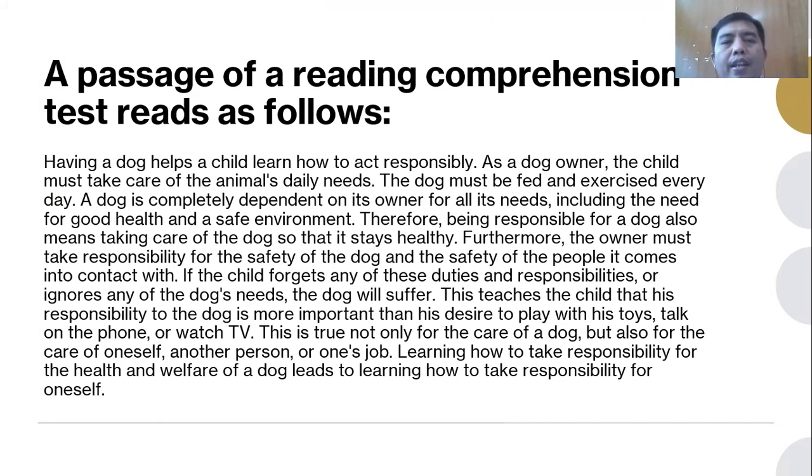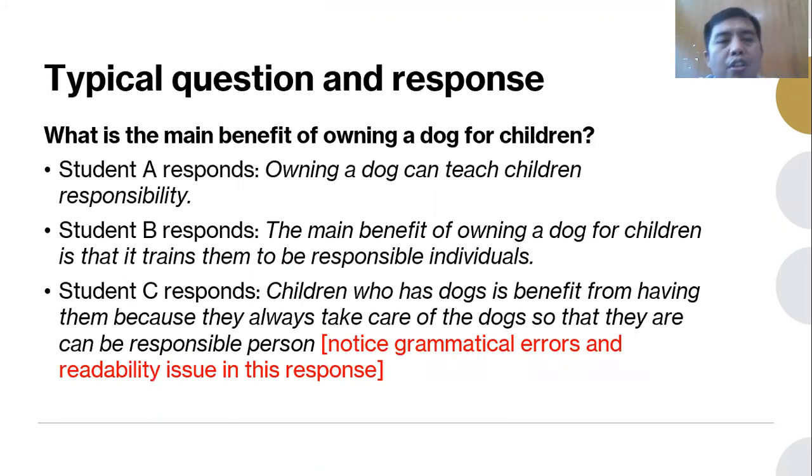Okay, so a reading comprehension test presents a passage like this, and it is followed by a typical question like this. What is the main benefit of owning a dog for children? And here are some examples of students' responses. If you have read the passage, then you will know that all responses from students A, B, C are correct. I mean, all students could comprehend the passage properly.